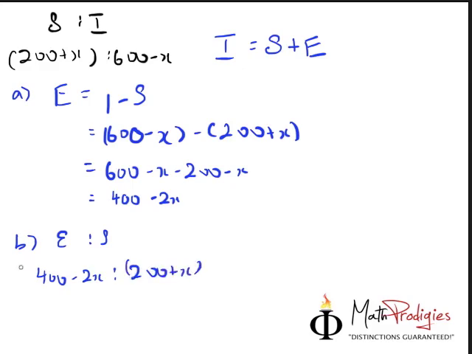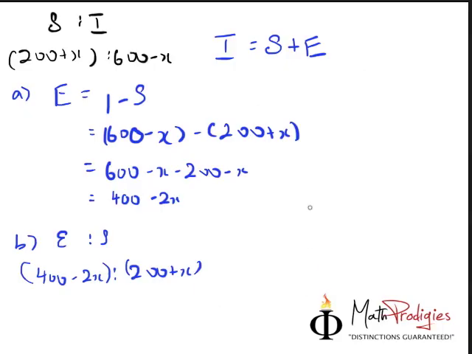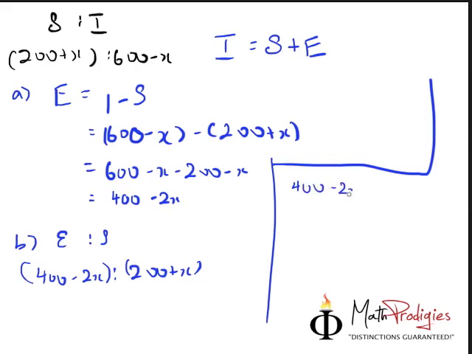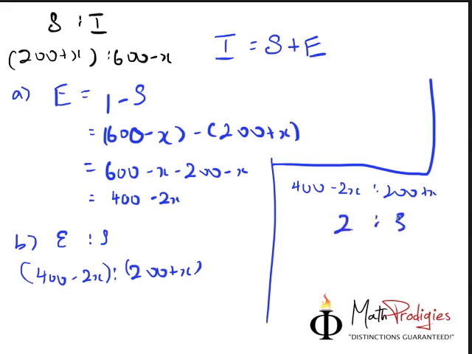Then part C says if his spendings to savings ratio is 2 to 3, show that the value of x equals 100. His spendings, his expenditure, I don't know why they use spendings, maybe to trick you. So the spendings to savings ratio, in other words 400 minus 2x is to 200 plus x, is 2 to 3. What can you deduce immediately? It takes some time to look at it and think about it. But it means 400 minus 2x equals 2, and 200 plus x equals 3.